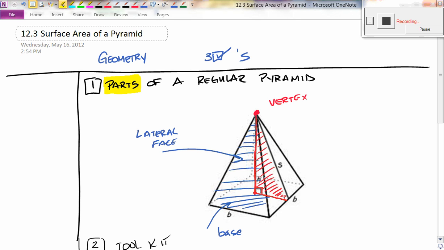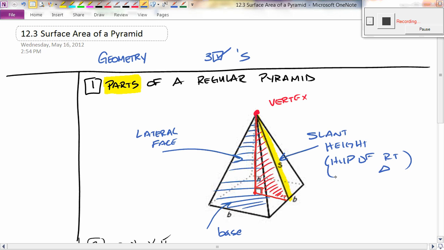That leaves one last piece to talk about, which is this piece that I'm highlighting right here, which they're calling S. This is an important piece. This piece is called the slant height. Okay, the slant height is the hypotenuse of the right triangle inside the pyramid. So that slant height is the length of the hypotenuse on the inside triangle of that pyramid, okay? And notice that it is perpendicular to the base. It cuts the base in half right there.